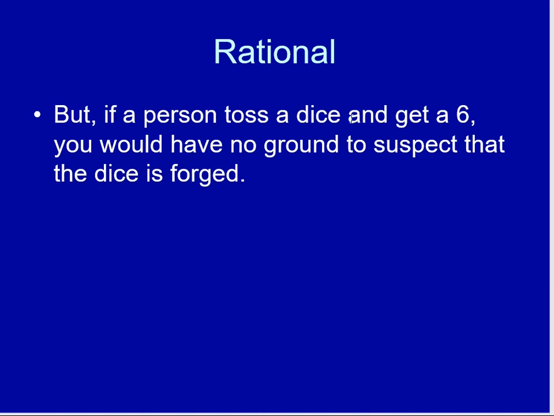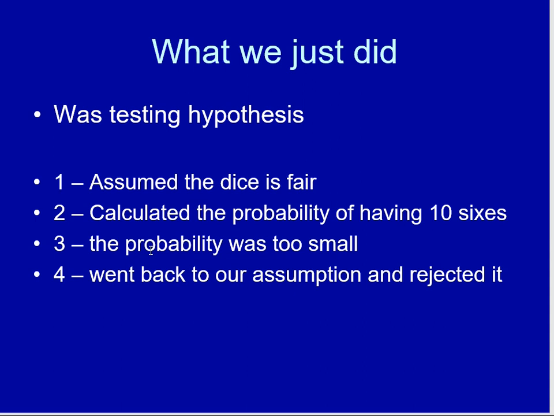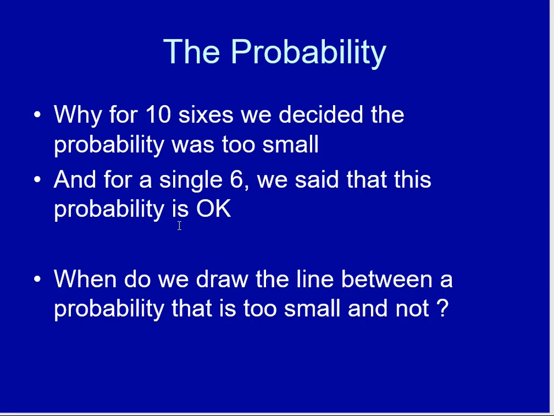And therefore, if a person tosses a dice and gets a 6, you would have no ground to suspect that the dice is forged, because that is just one toss, and the probability of that is not small. So this is the testing hypothesis. I'm just trying to put the steps back here. Assume the dice is fair, calculate the probability of 10 6s. The probability was too small, and therefore we rejected the assumption.